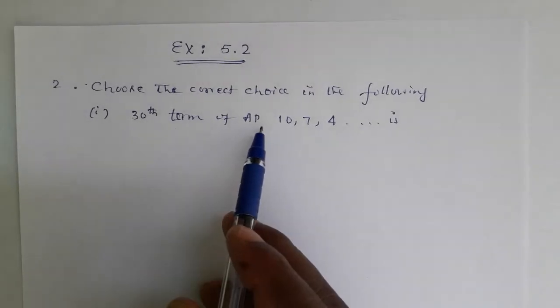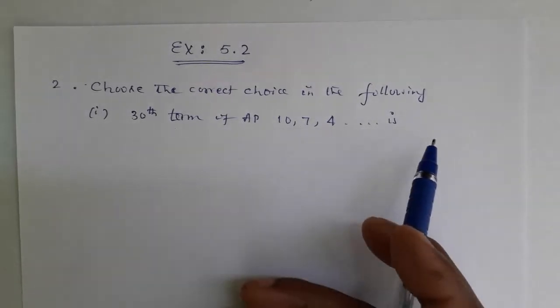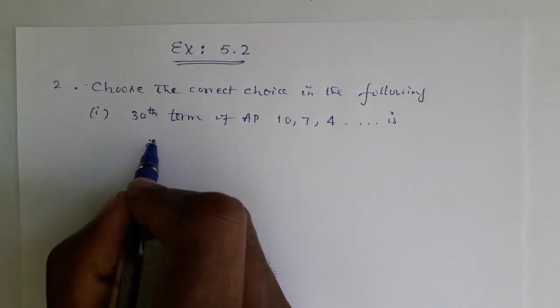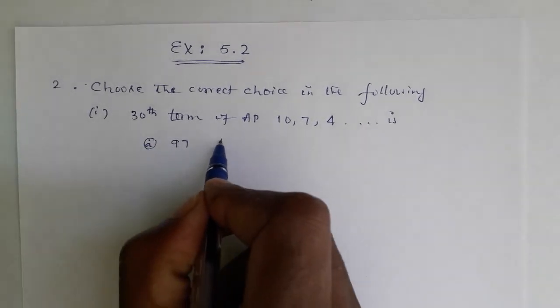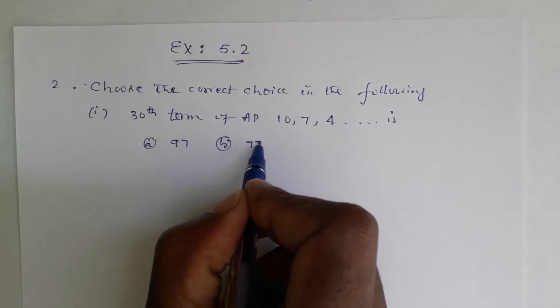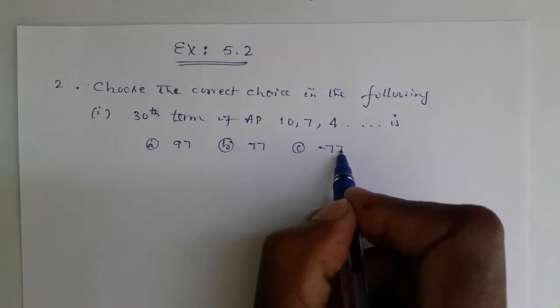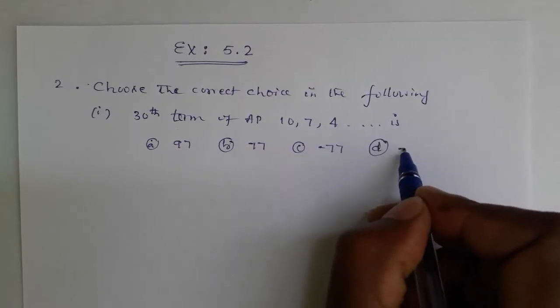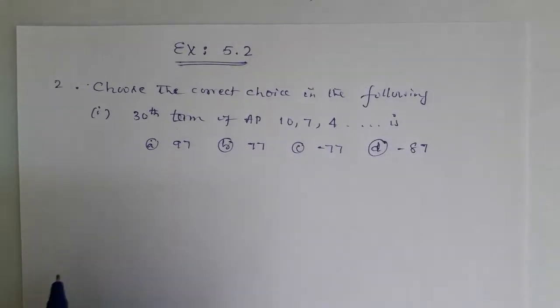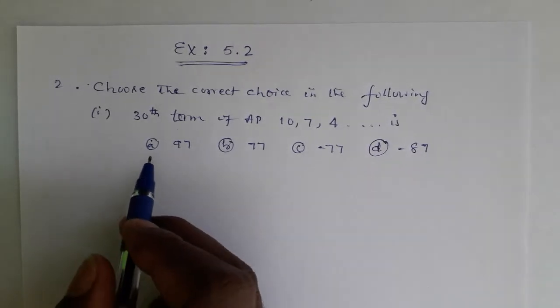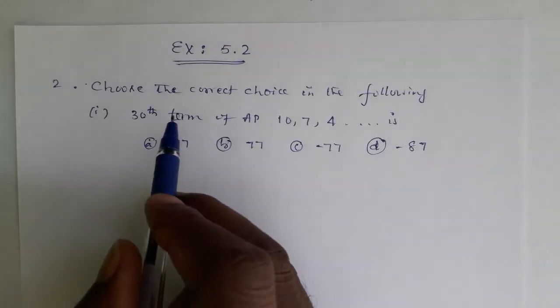Find the 30th term of an AP 10, 7, 4, and so on. The question has 4 choices: first choice is 97, second is 77, third is minus 77, fourth is minus 87. Which one is correct? Let us find out. It will be an easy problem, students.